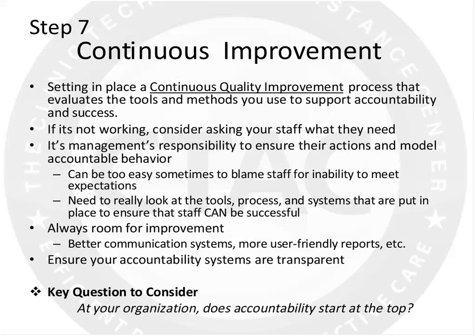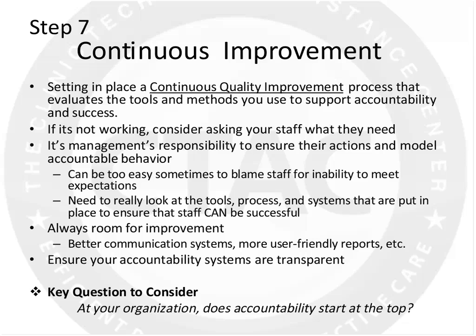Step 7 is continuous improvement. Realistically, what you need to do is set these definitions and these goals, and then continue to adapt them and make sure that you're on track for hitting your goals, and if you're not, how you're going to adjust things a little bit. It really is a process that evaluates the tools and methods to use to support the accountability and success.